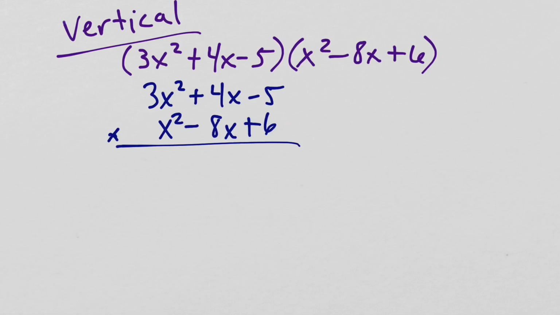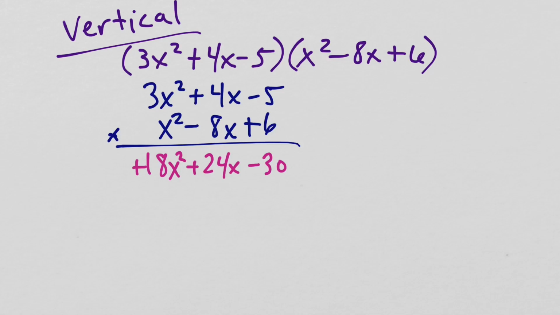So we're going to take 6 times the 5, 6 times the 4, 6 times the 3. Okay, so we're going to do that, and we'll get negative 30. Then we'll get 24x. Then we'll get 18x to the second. And those are all positive there.